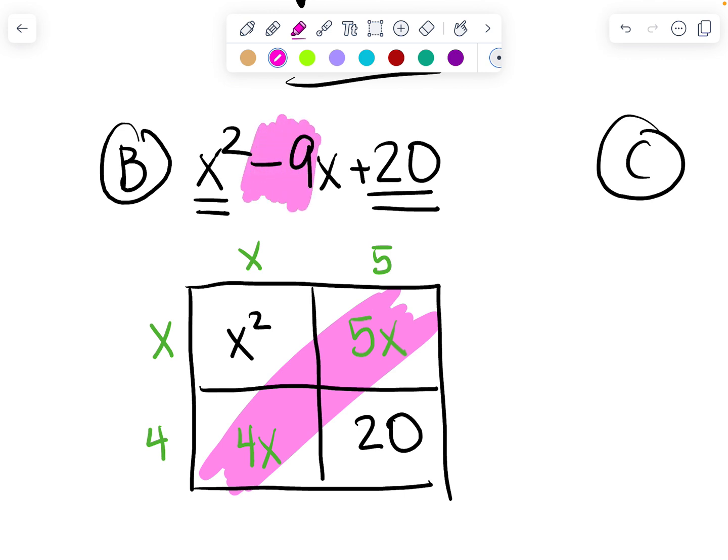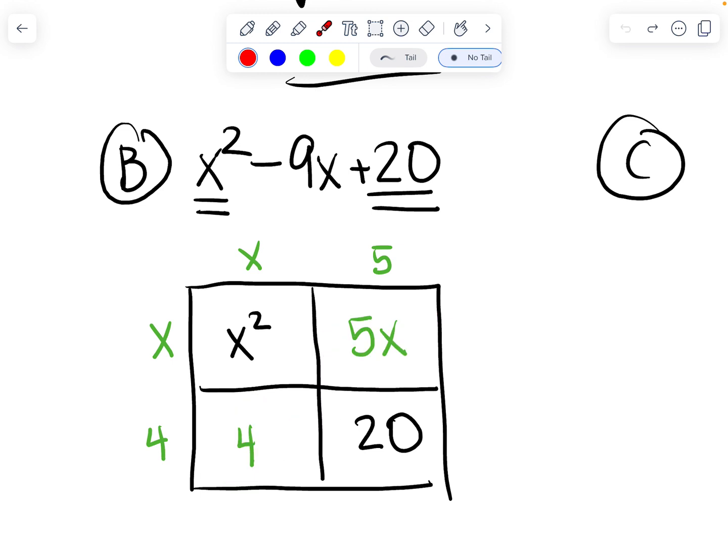That's not what I have in the middle. It's really darn close to what I have in the middle though, which is a good sign. I have a 9x. I need a negative 9x. So that just must mean I need some minus signs. So the 5 and the 4, I think, are right. I'm just going to add minus signs to them. And I'm going to double check.